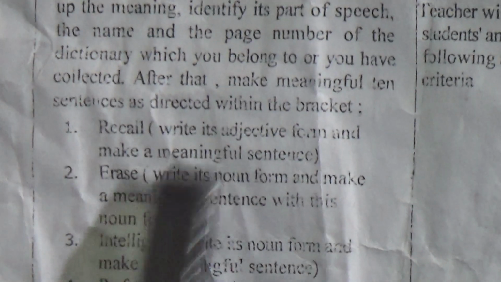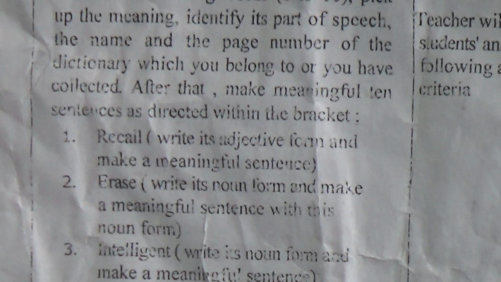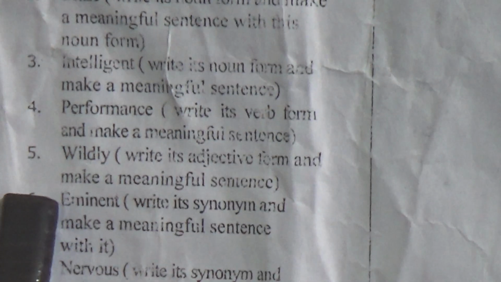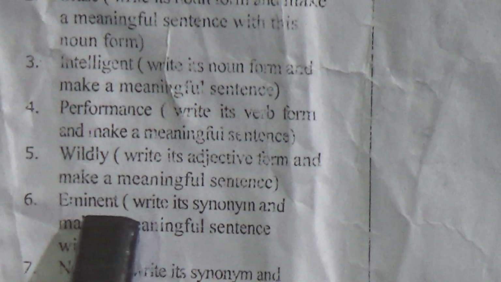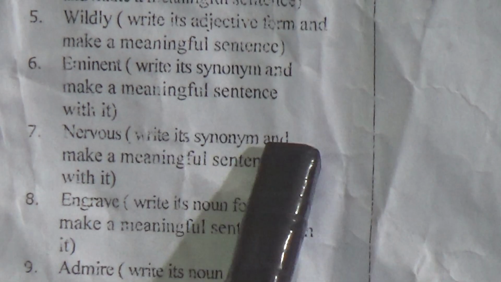Then the second is erase, write its noun form and make a meaningful sentence with this noun form. Third is intelligent, write its noun form and make a meaningful sentence. Number 4 performance, write its verb form and make a meaningful sentence. Number 5 wildly, write its adjective form and make a meaningful sentence. Number 6 imminent, write its synonym and make a meaningful sentence with it.